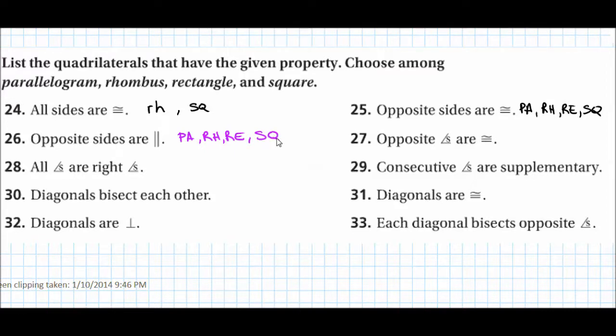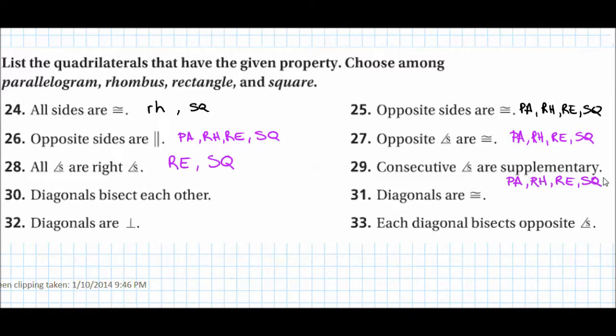Opposite angles are congruent. That'd be all of them. It's part of the definition. Parallelogram, rhombus, rectangle, and square. All angles are right angles. The only ones we know that for sure is the rectangle and the square. Consecutive angles are supplementary. That's all. So that's the parallelogram, the rhombus, the rectangle, and square.